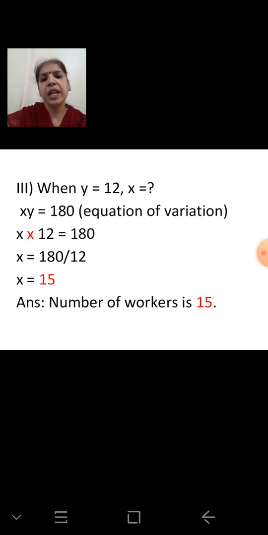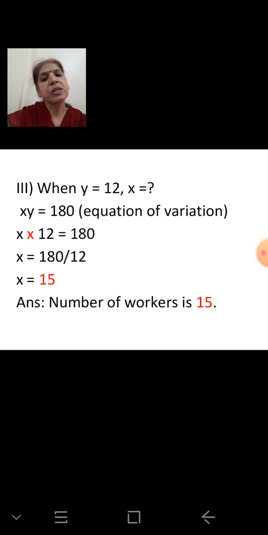When y is 12, x we have to find. So put a question mark. First write the equation of variation. Here the equation of variation is xy is equal to 180. Substitute the values. The value of x we don't know. x multiplied by 12 is equal to 180. So x is equal to, we know the equation, multiply goes to the other side. Multiplied by 12 becomes divided by. So 180 divided by 12.